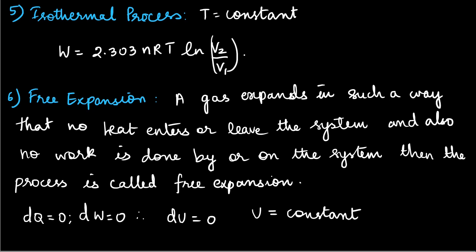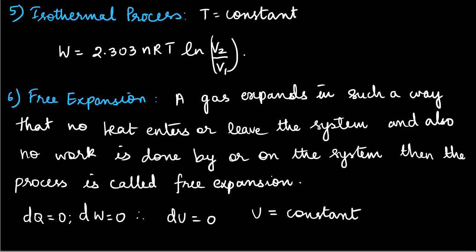Okay, next is the free expansion. Here, free expansion is nothing but there is no change in the system. That is, the heat will not enter from the surroundings, nor will the heat leave the system, and the work will not be done by the system or on the system. So everything remains constant. Heat will remain constant, work done will remain constant. So that kind of system is called free expansion.